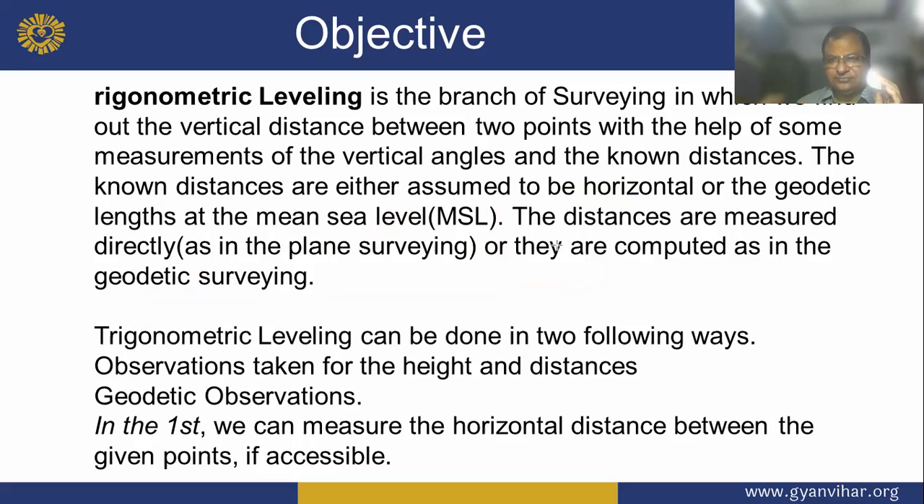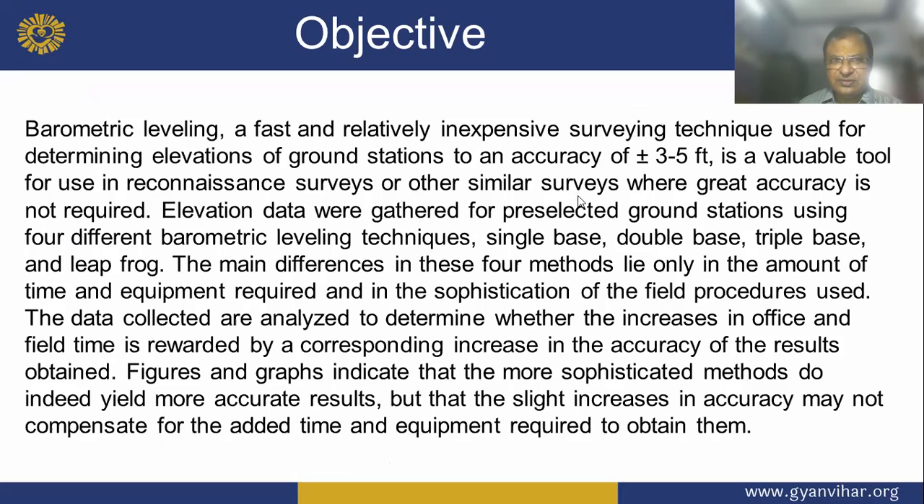The distances are measured directly in plane survey, or they are computed as in geodetic survey. So trigonometric leveling can be done in two ways. First, observation taken for height and distance; second, geodetic observation. In the first, we can measure the horizontal distance between the given points if accessible.